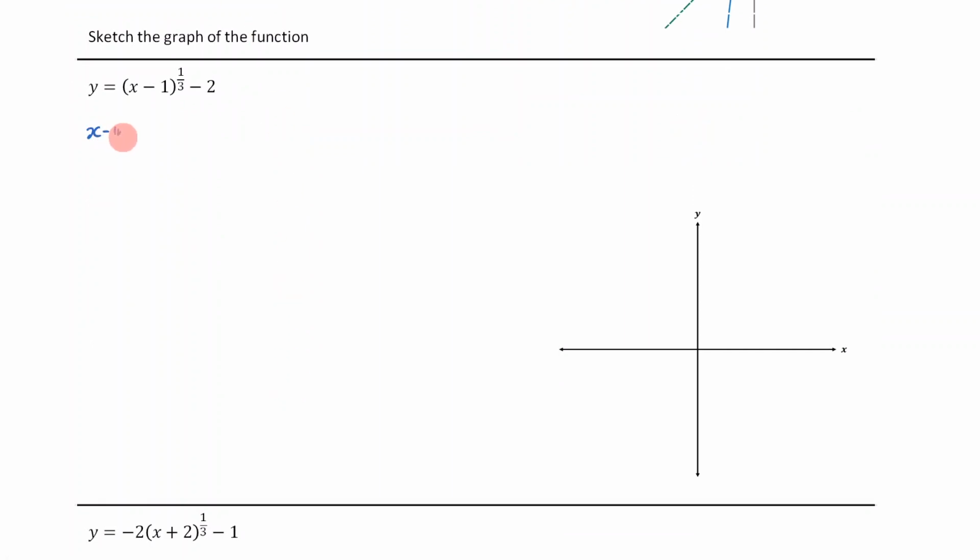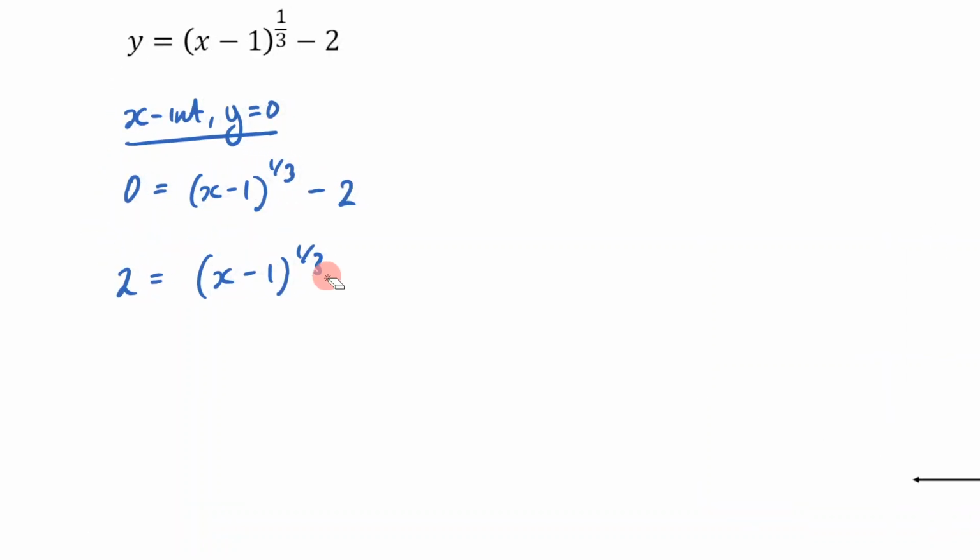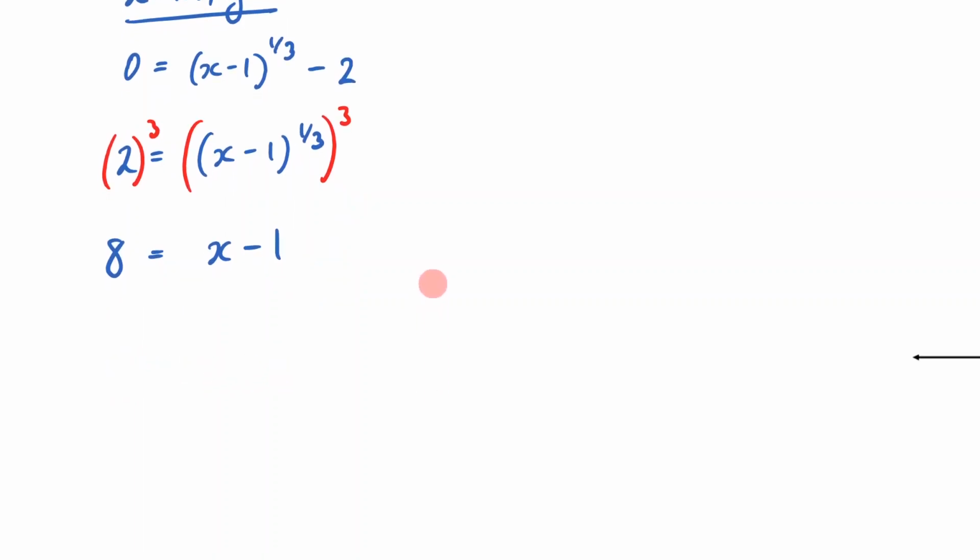We're going to begin by finding our x-intercept, which is found by letting y equal 0. That means we get 0 is equal to (x minus 1) raised to the 1/3, minus 2. Plus 2 to both sides to get this. Then I want to get rid of this power of 1/3, so I raise both sides to the power of 3. Now 2 cubed is 8. And over here we get x minus 1, because 1/3 times 3 is just 1. I then plus 1 to both sides and get 9 is equal to x.